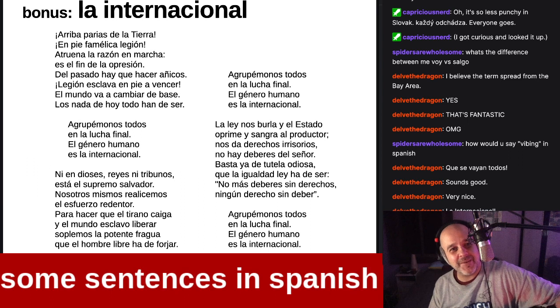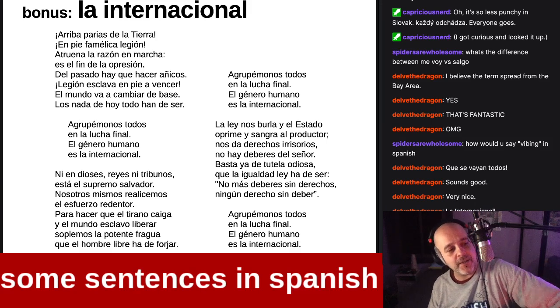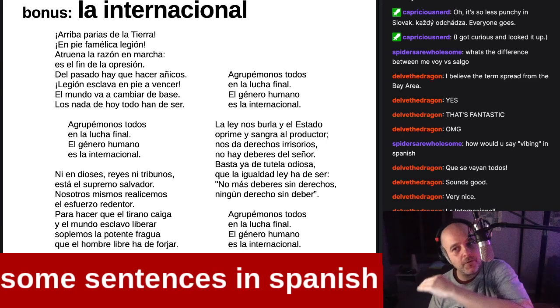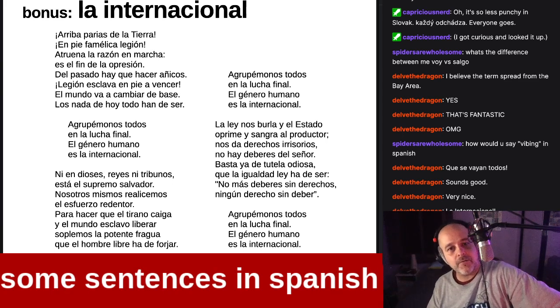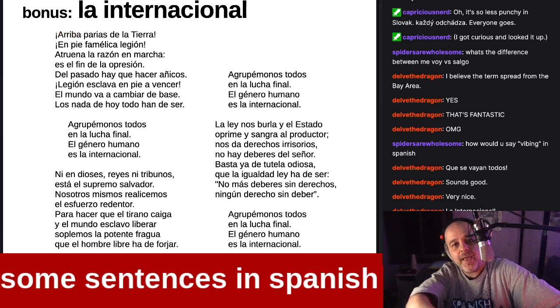That's what I want you to do, bridging the gap between the words of the lyrics in Spanish and in your language, and how they're different, okay? Bridging through English, even if English is the final destination language for you in your mind, or if it's just a bridge language between your mother tongue and Spanish. So, arriba means upwards. Arriba, parias de la tierra. Upwards, pariahs of the earth.